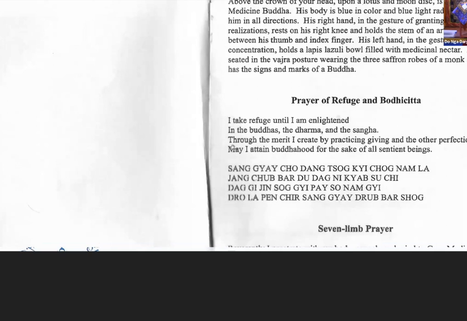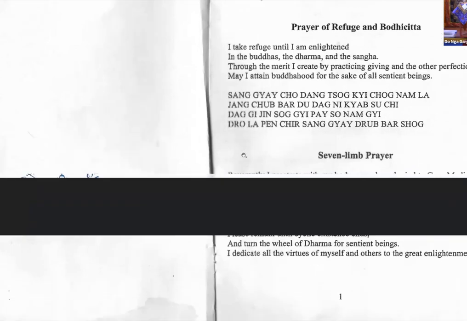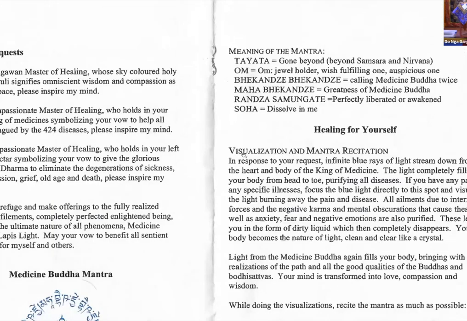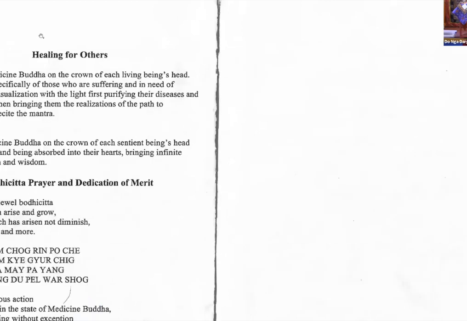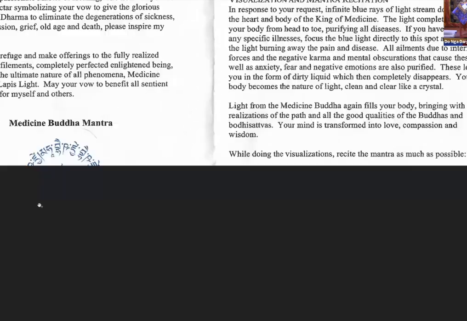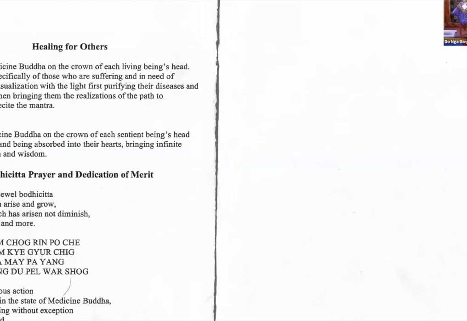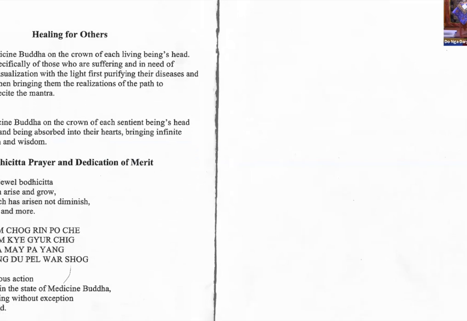Reverently, I prostrate with my body, speech, and mind to Guru and Medicine Buddha, and present clouds of every type of offering, actual and mentally transformed. I confess all my negative actions accumulated since beginningless time, and rejoice in the virtues of all holy and ordinary beings. Please remain until cyclic existence ends, and turn the wheel of Dharma for sentient beings. I dedicate all the virtues of myself and others to the great enlightenment.